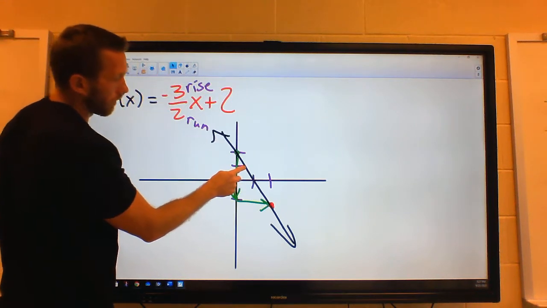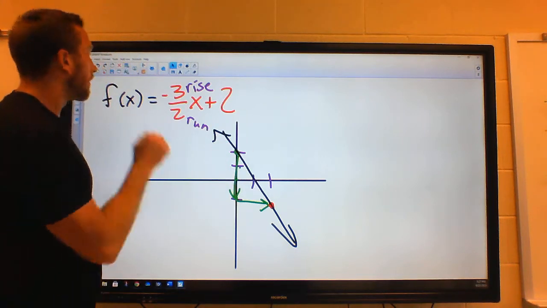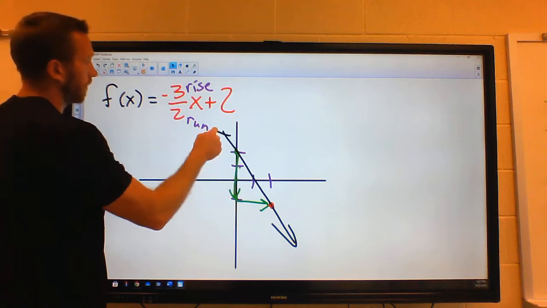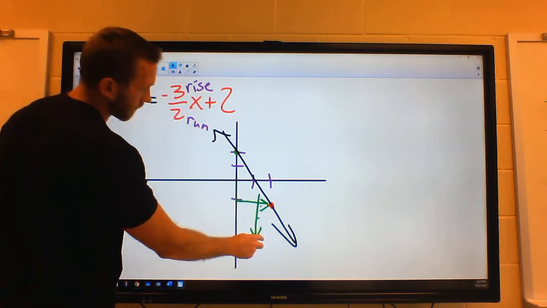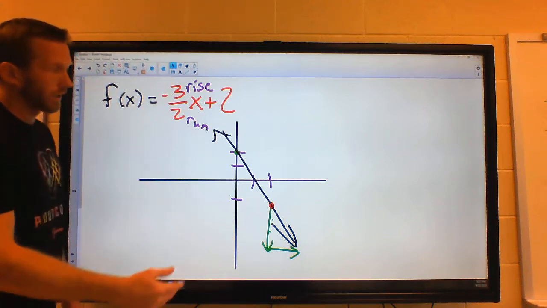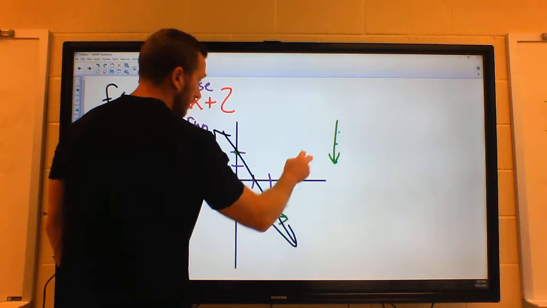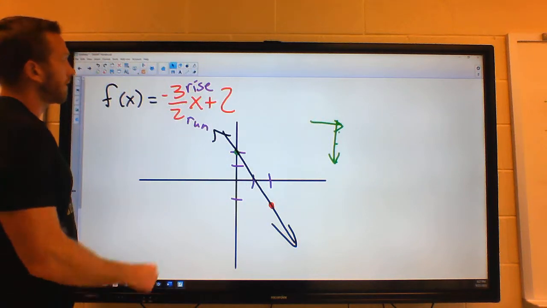Hopefully your drawings are a little better than mine, but thankfully I can just grab and pull, etc., move, right? And if you notice, from there down 3 over 2 would get us to the next point. It's always a constant rate of change. Okay? Very straightforward.